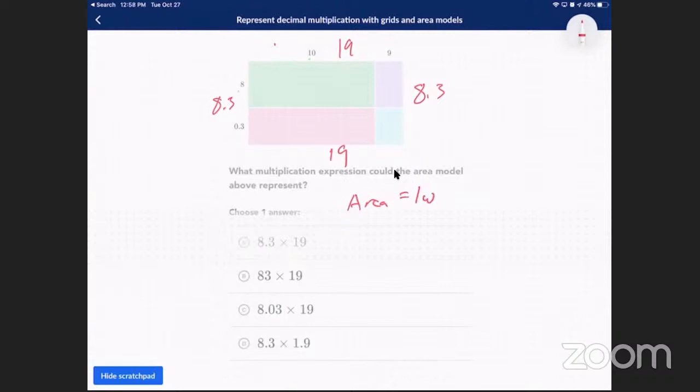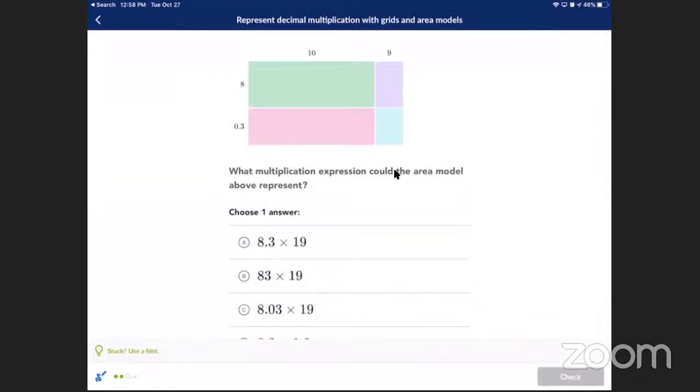And then we have the length of the rectangle is 19. And the width, depending on how you're looking at it. So it's going to be this answer.